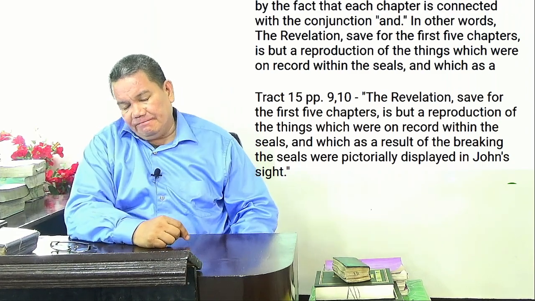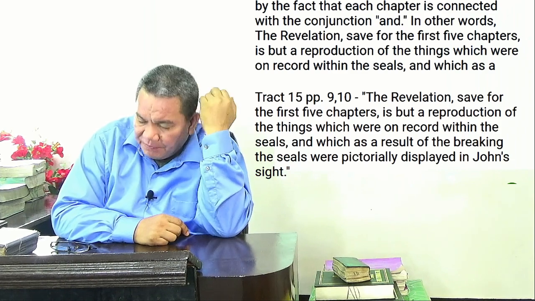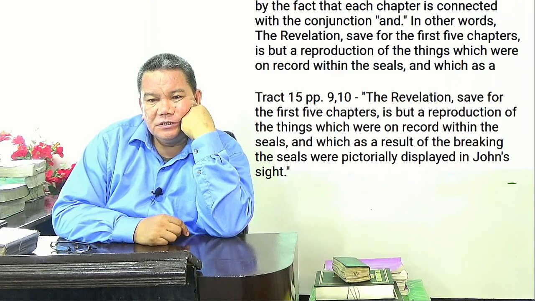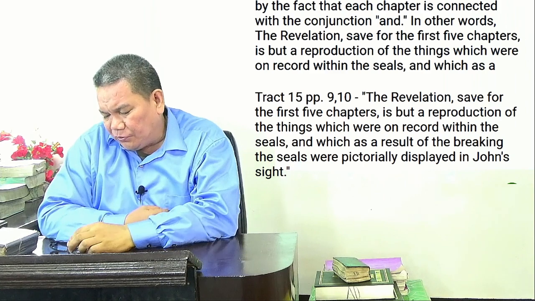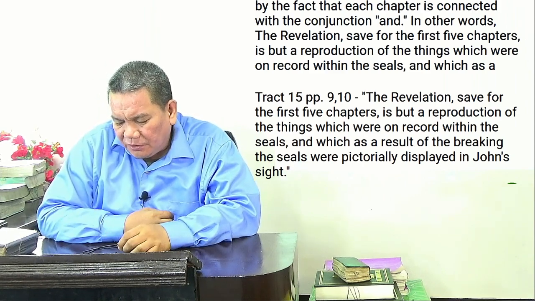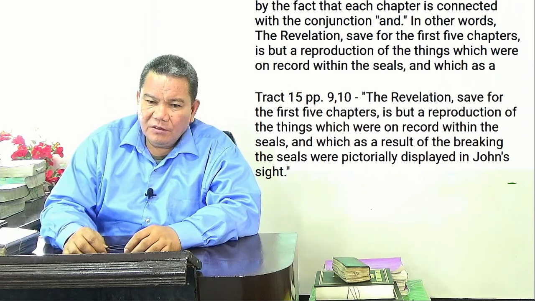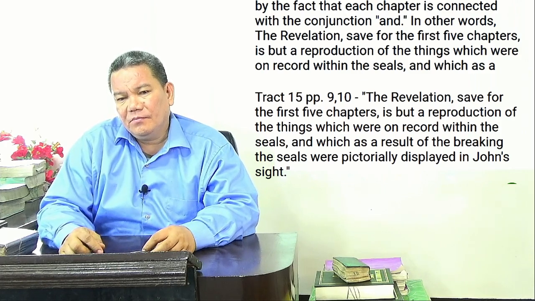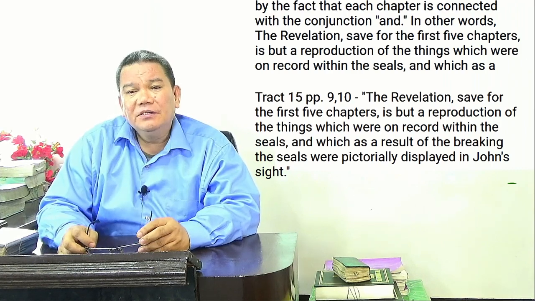But the mere fact, accordingly, in track number 15, page 10, is that the events recorded on chapter 8 to chapter 22 are only a reproduction of what had been shown by God to John on chapter 6, the seven seals on chapter 6.